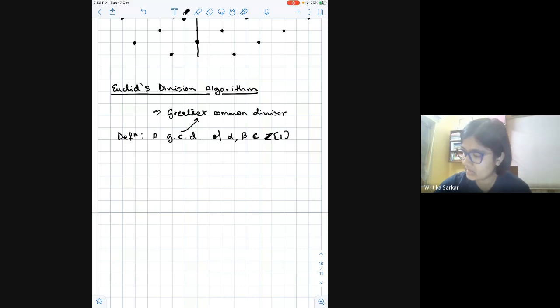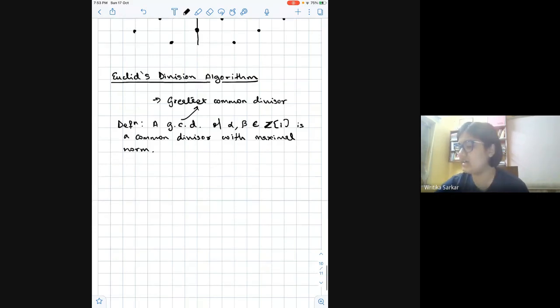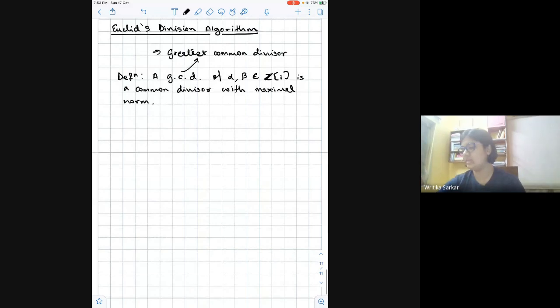Z[i] is a common divisor with maximal norm. This means that if you take all possible common divisors of alpha and beta, the greatest common divisor is basically a divisor with the maximum norm of all these.